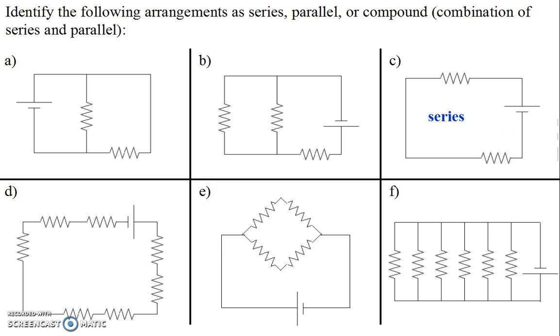Would that happen here? If I were to take this resistor completely out of the circuit, would this one go out or would this one stop working? You bet it would. And that's a great way to tell if resistors are in series. If you take one out and the other one stops working, they're in series. They depend on each other.